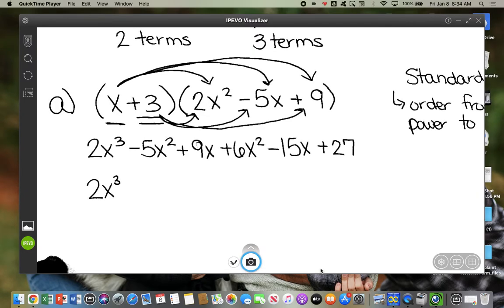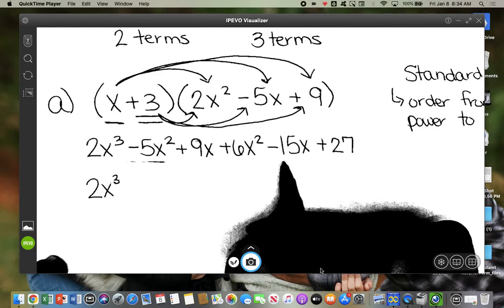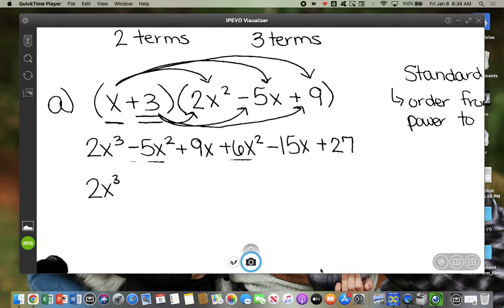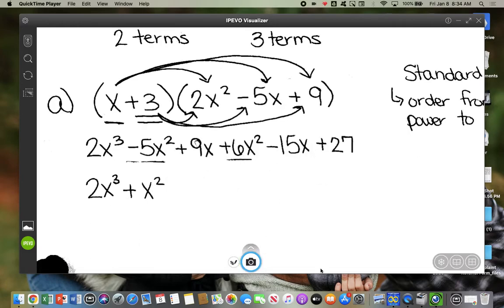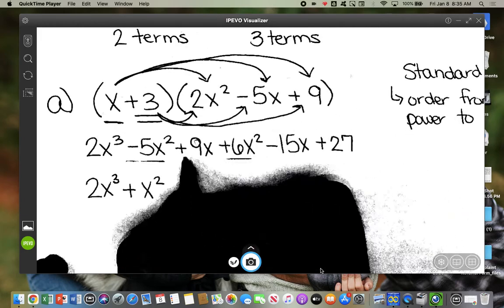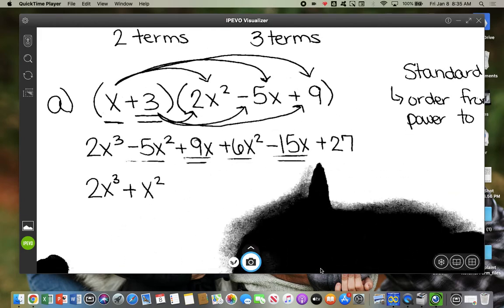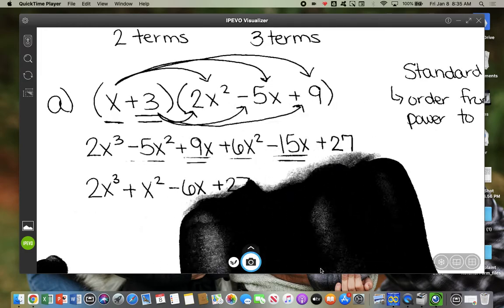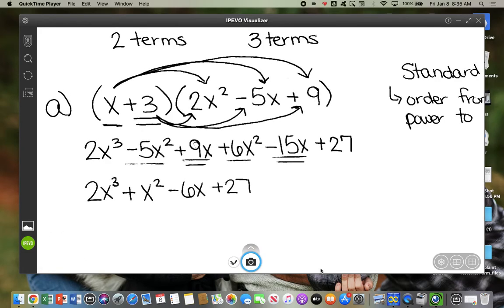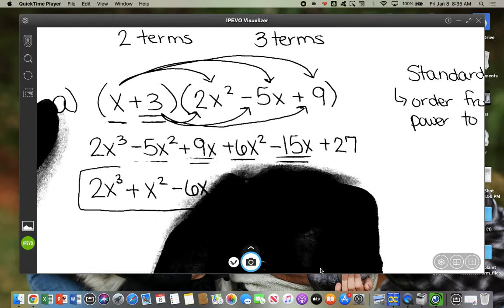All right, what's the next highest power? The squared. So we have a negative 5x squared and a positive 6x squared. So what do we get when we combine negative 5 plus 6? 1x squared, positive 1. All right, and then we just go to our x to the first power, our x terms. So we have a positive 9 and a negative 15. Negative 6x, and last but not least, our 27. That constant just stood by itself. So once those are combined, then we can be done.